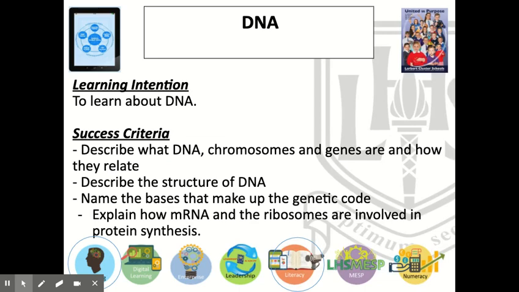So our learning intentions and success criteria today, we're going to try and learn about DNA, and I want you to be able to describe what DNA, chromosomes and genes are and how they relate to each other. I want you to be able to describe the structure of DNA, name the bases that make up the genetic code, and finally explain how mRNA and the ribosomes are involved in protein synthesis.